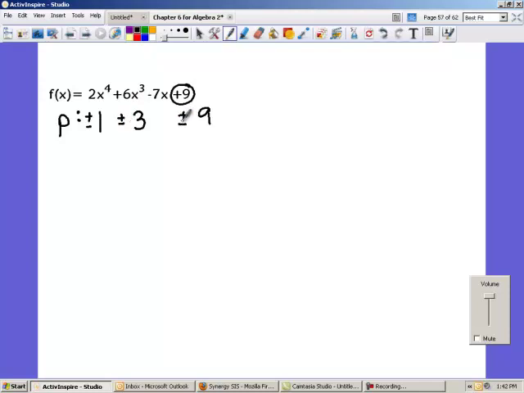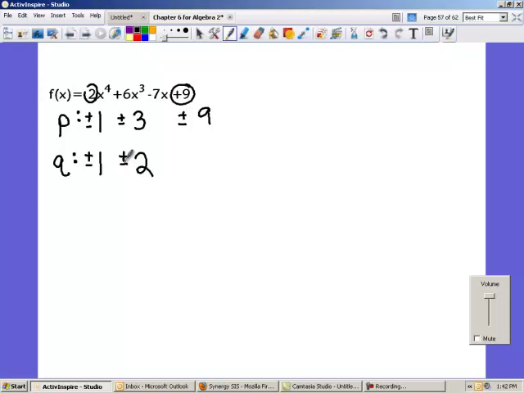Now we do the Q, which is the factors of your leading coefficient. Remember, the leading coefficient goes with the highest degree, which is a 4 here. So the leading coefficient is a 2. And all the factors of 2 are just 1 and 2, with the plus minus right in front.